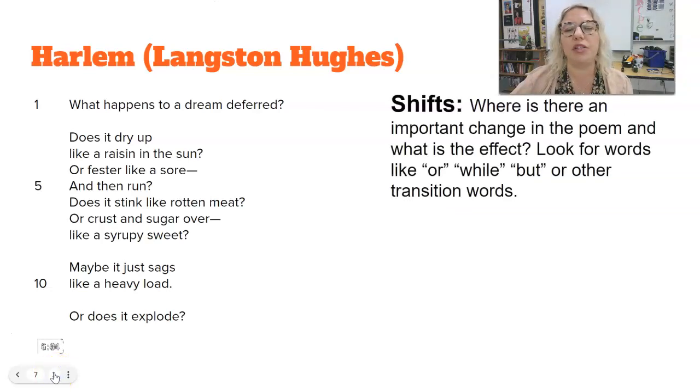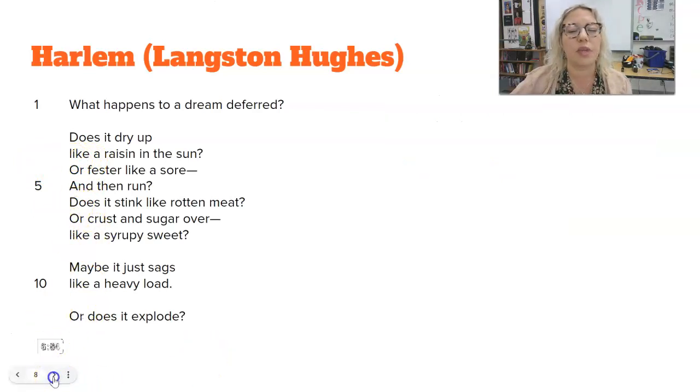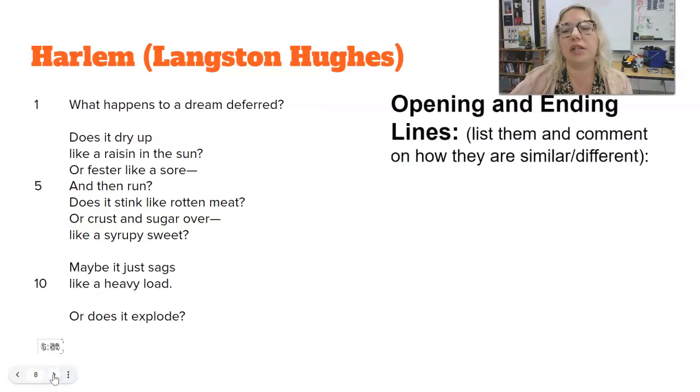Another thing that you need to do is look for a shift. Where is there an important change in the poem and what is the effect? Look for words like or, we've got at least 3 of those, while, but, or other transition words. The next thing to do is to look at the opening and ending lines. List them and comment on how they are similar or different.